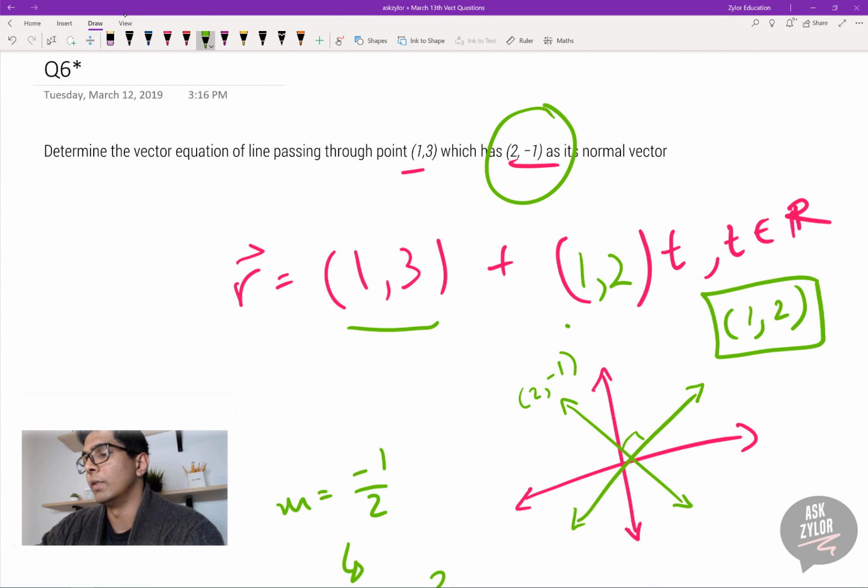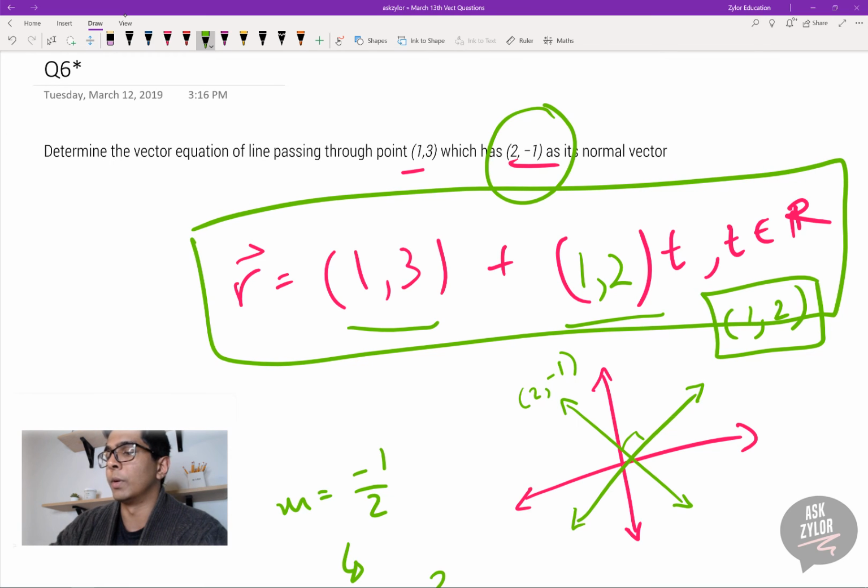I have a point, I have a direction vector, and that's all I have to do, because they're not asking me for my parametric equations, they're only asking me for my vector equation.